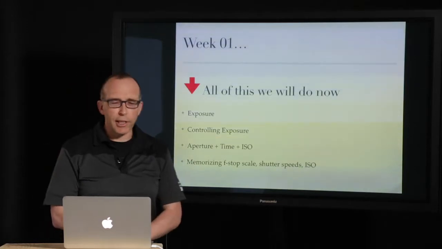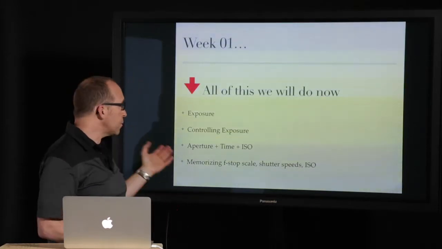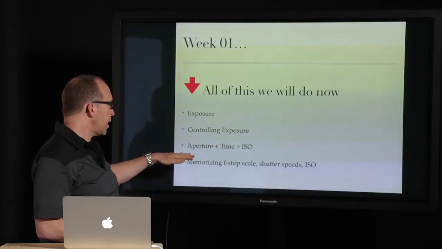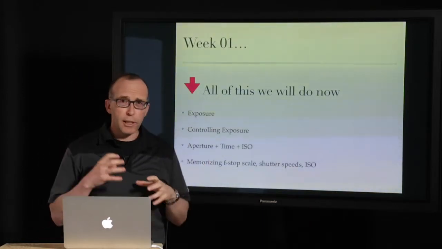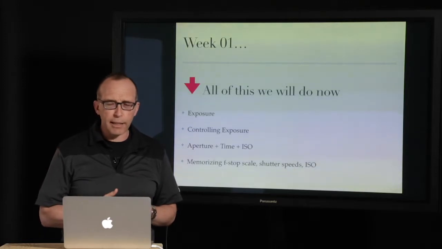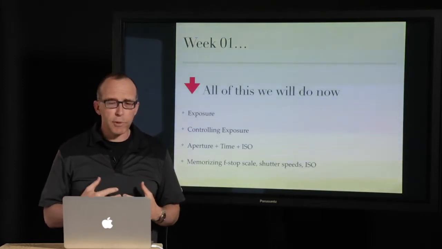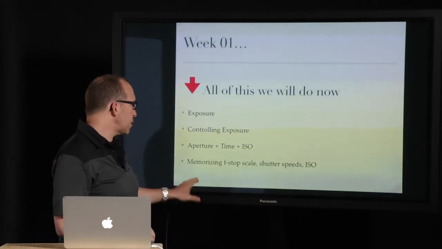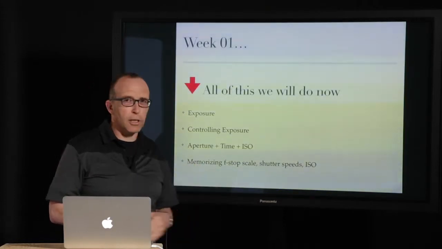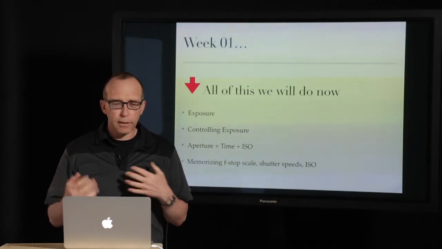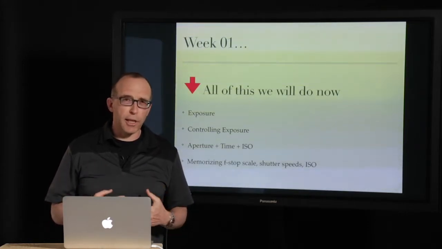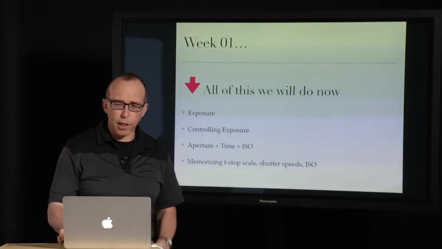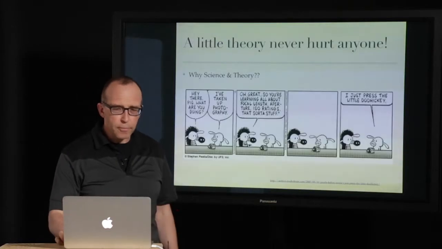What we are going to do today, though, is we are going to talk about exposure. And we're going to talk about controlling exposure. And we're going to talk about the 3 elements that impact the brightness and darkness of your image. And we're going to end today with giving you the f-stop scale and the shutter speed scale and the ISO scale that I want you guys to start working on memorizing. And we'll talk about that a little bit later.